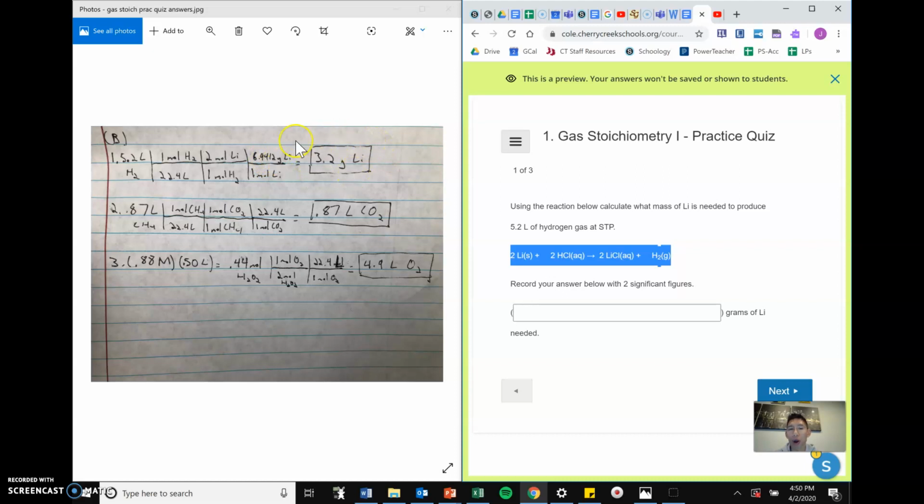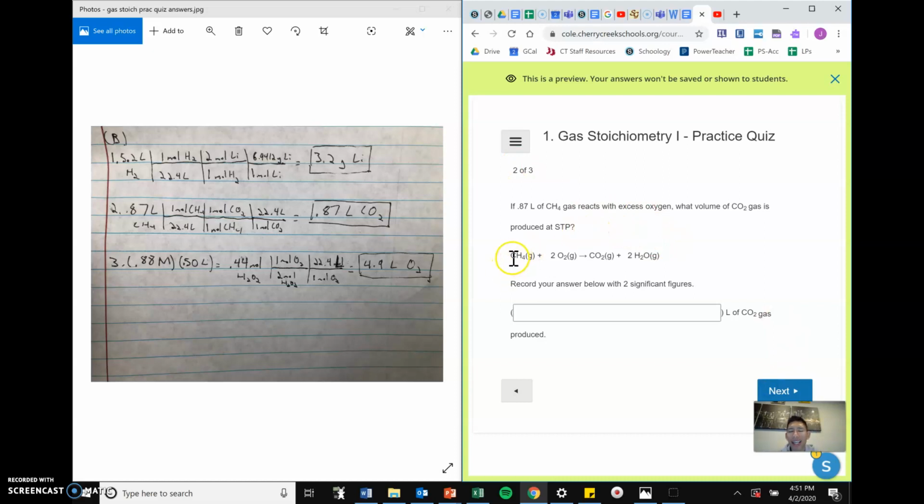6.9412 grams. So if I put this into the calculator, 3.2 grams, that's 2 significant figures, will end up producing 5.2 liters of hydrogen gas at STP. So it's basically taking what I'm given, going backwards with stoichiometry to find grams of lithium. Let's take a look at the next one.